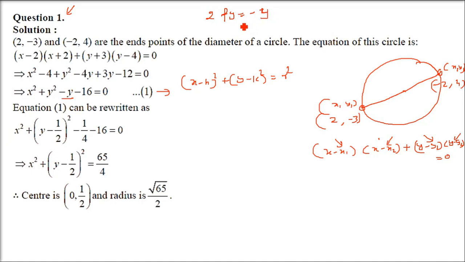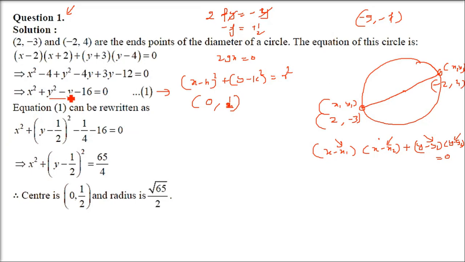So I am comparing it with 2fy now. Just trying to find minus g and minus f. So f will be minus half, and we are interested in minus f, so minus f is half. There is no x here, so 2gx you will compare with 0. So g is 0, and minus g is 0. So (0, 1/2) is the center.